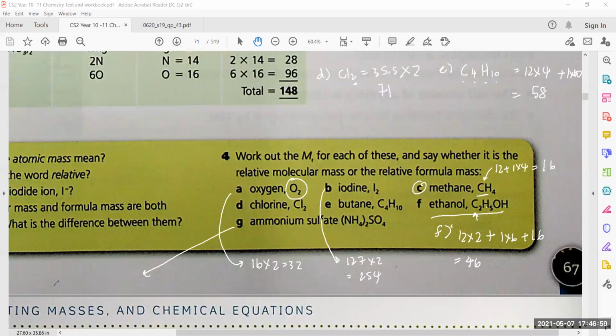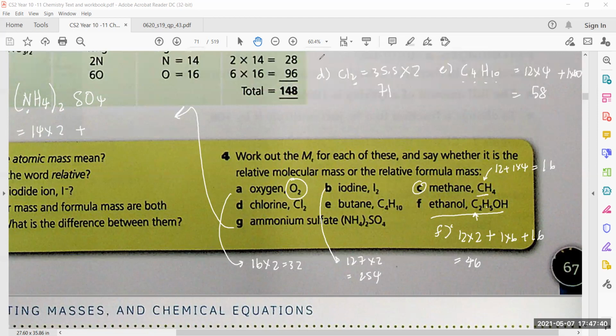Ammonium sulfate. Ammonium sulfate is a little bit tricky because there's a lot of elements here. So ammonium sulfate, (NH4)2SO4. What you need to know is how many nitrogen do you have? Ziyu, how many nitrogen do you have in this formula? Ziyu, how many nitrogen do we have? 2. So nitrogen is 14, so you take 14 times 2.